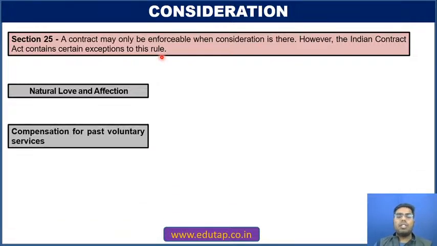Next is compensation for past voluntary services. Anything you have done in the past, and that was voluntary, done of your own free will. For example, you helped a person when he was poor. At that time you did it out of your free will, for your own satisfaction. But after 20 years, he is paying you something. After 20 years, he became a very big industrialist, and now he wants to give you a job, or he wants to make you a partner in his firm. So that is also okay. That can also be done.